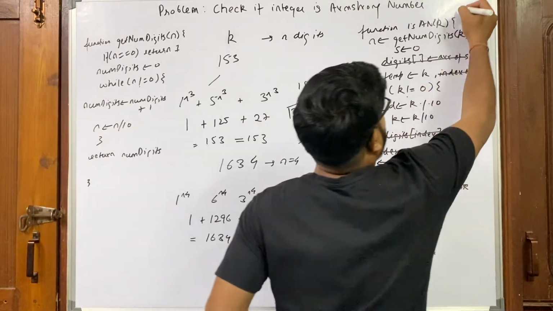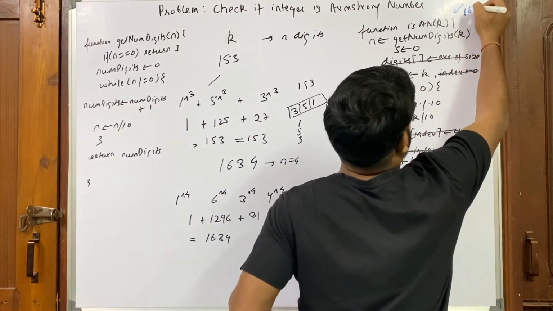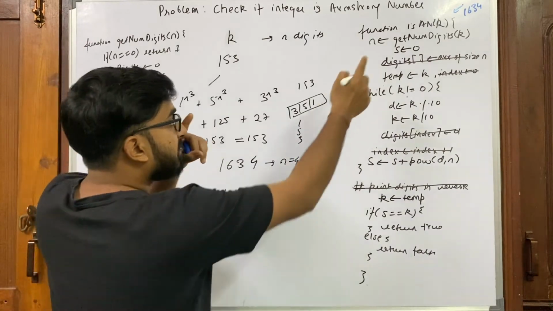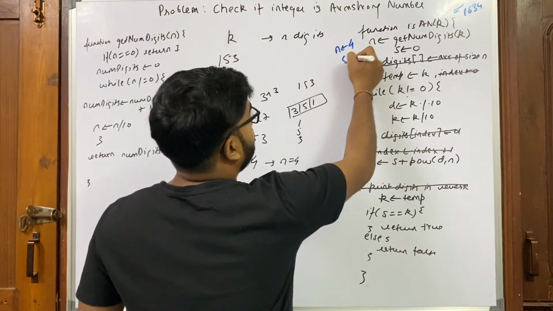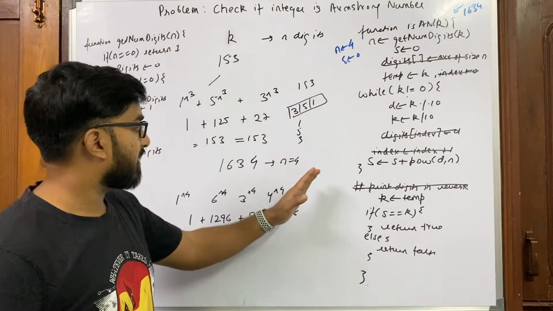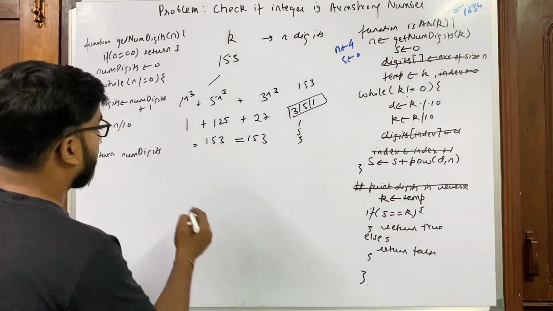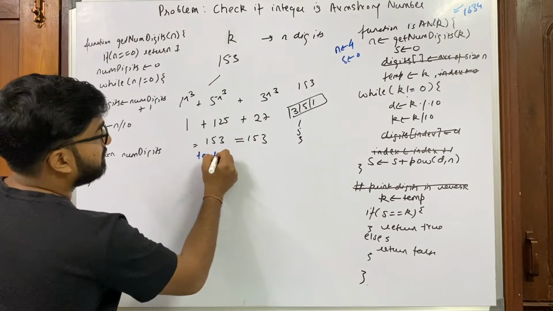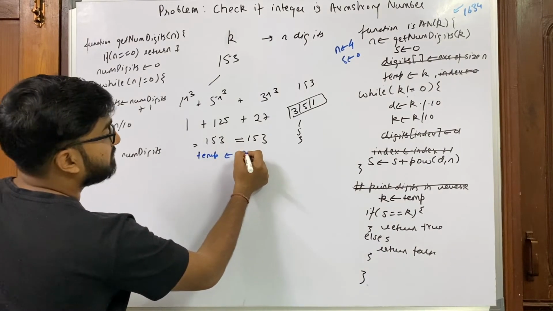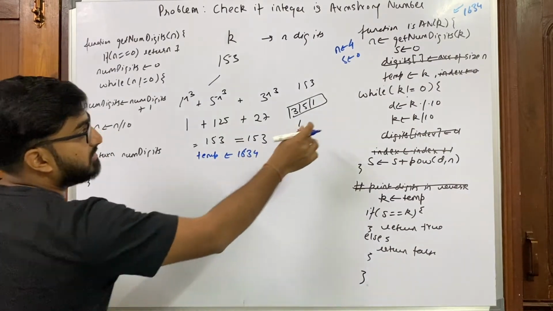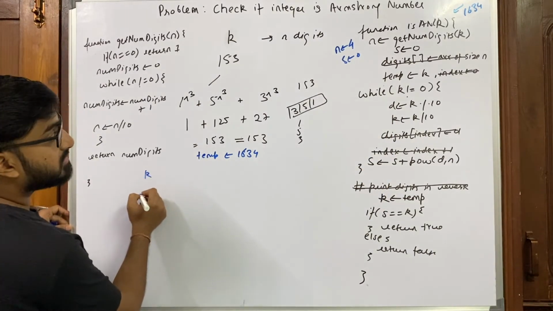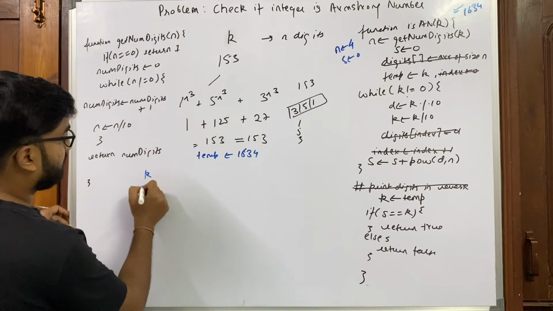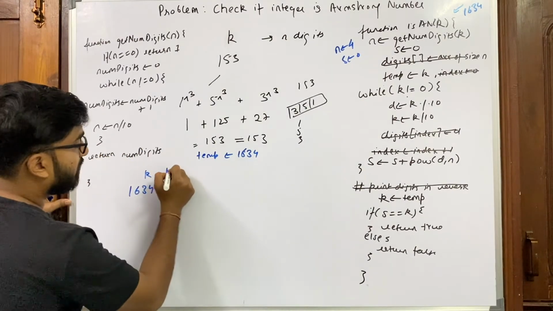So I have k as say 1634 this time. I get n as the number of digits in k, I get n as 4. S is set to 0. So let me clear this so that I can have some space here. So I have temp, this stays at 1634 because it is set to k. I have the value k, which starts at 1634. I have this condition k not equal to 0.